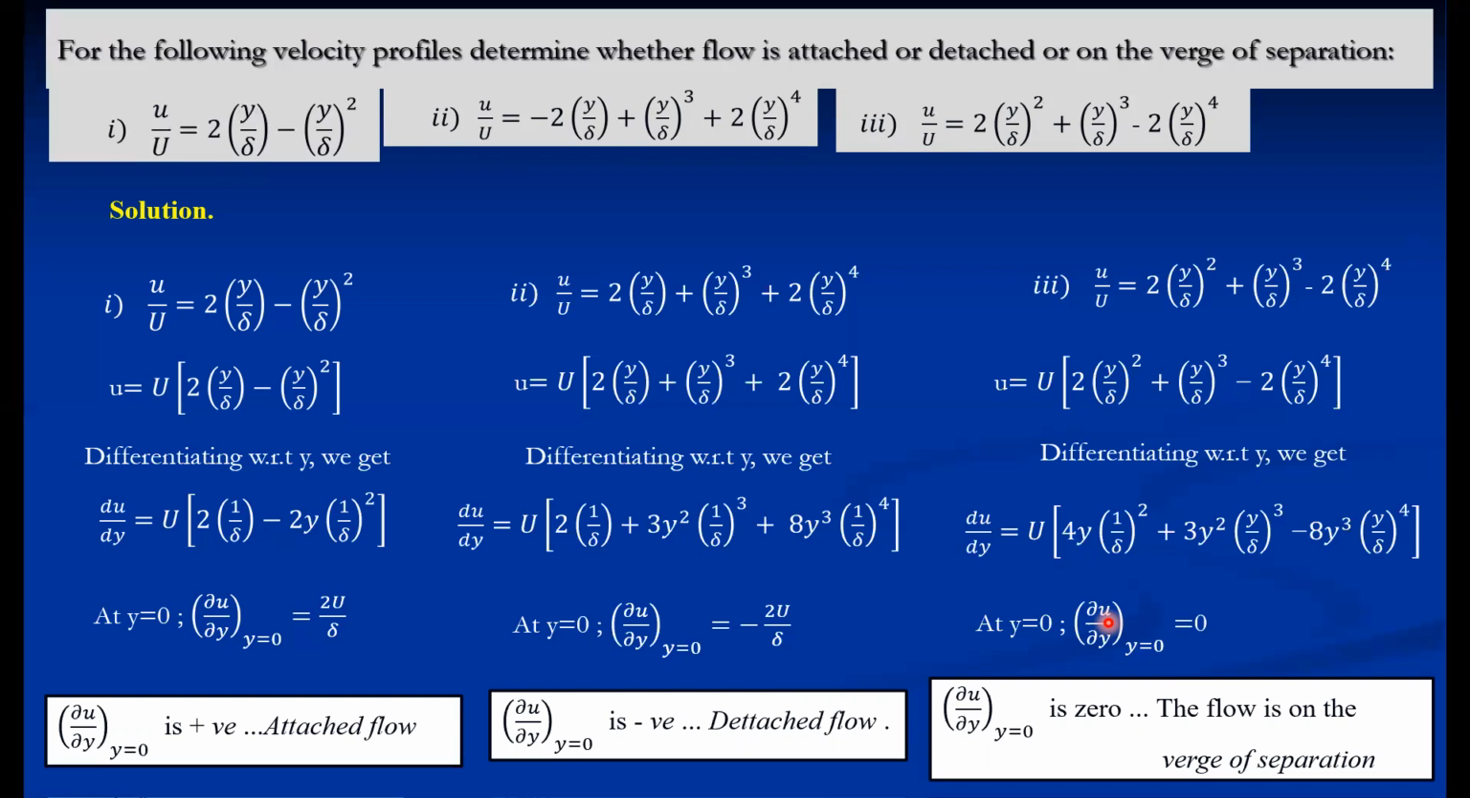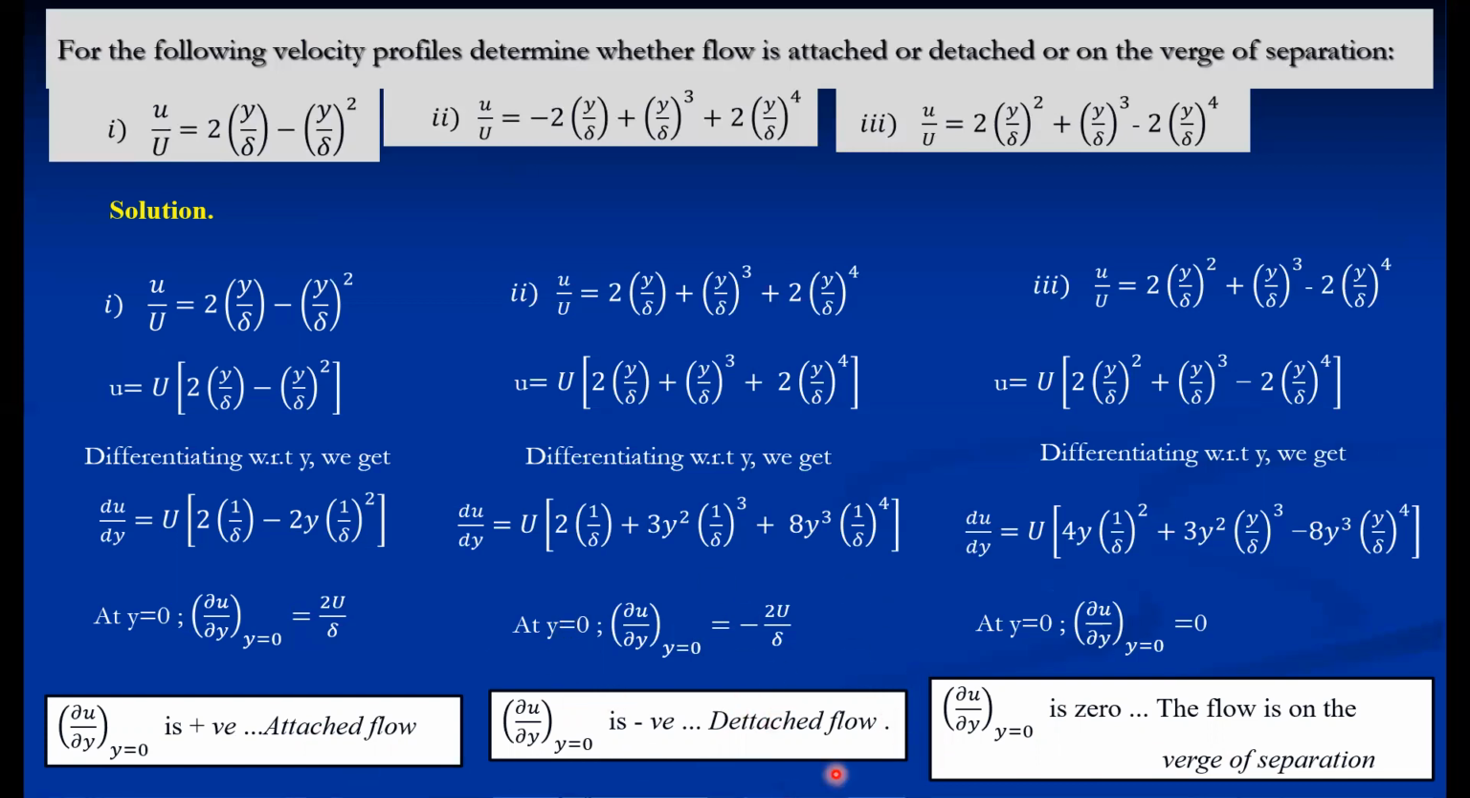So this way also we can recognize whether the flow is attached, detached, or on the verge of separation, because some small numericals can be asked in MCQ exams also. So with the help of the equation, we have to do slight mathematics, that is only differentiation of u with respect to y and equating to 0, and check whether the dU by dy at y equal to 0 comes 0, positive or negative. Based on that, you can recognize the condition, whether it is attached, detached, or on the verge of separation.